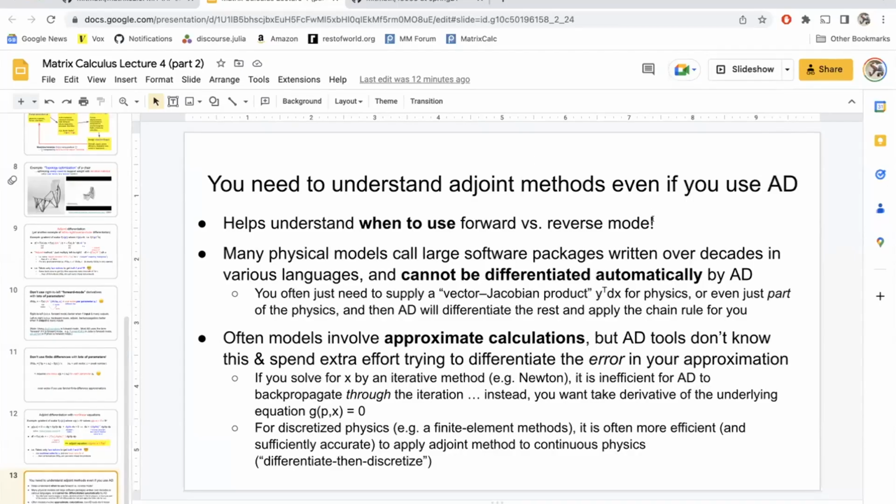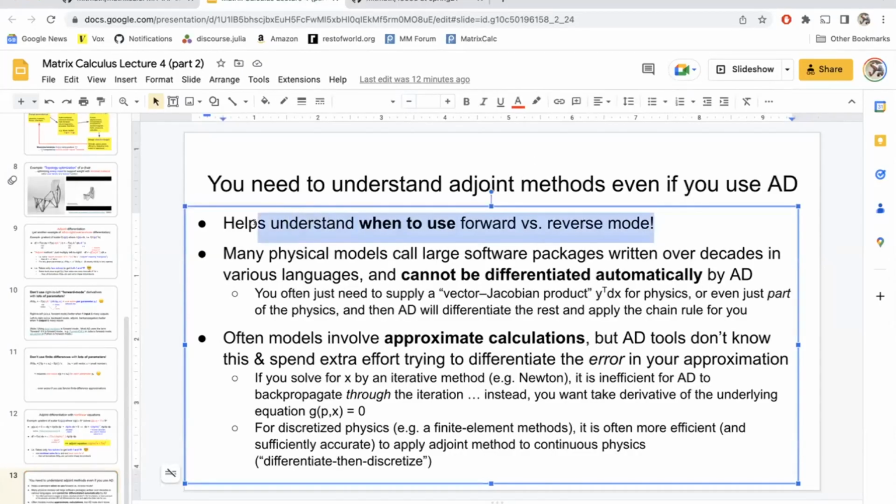So yes, that's my last slide here. Even if you're using automatic differentiation, and the computer is taking all your derivatives for you, doing all your chain rules and so forth, it's important to have some idea of what's going on under the hood. Understand adjoint methods, understand reverse mode versus forward mode. Because first of all, you need to know what is forward mode, what is reverse mode, when should you use which.